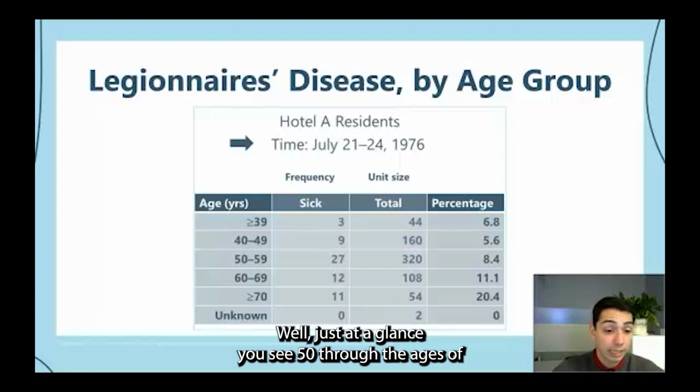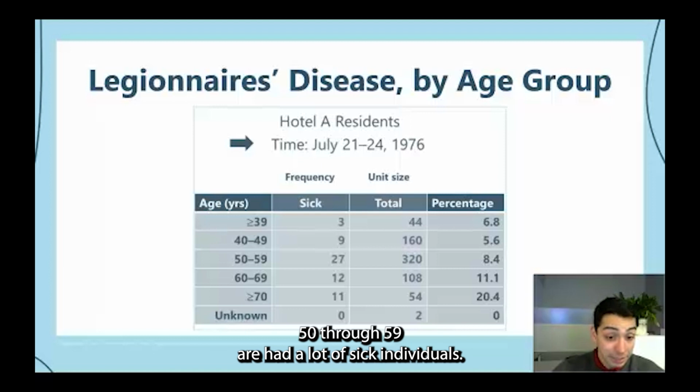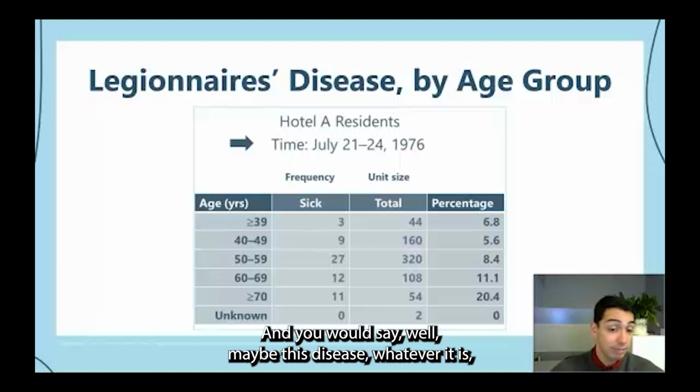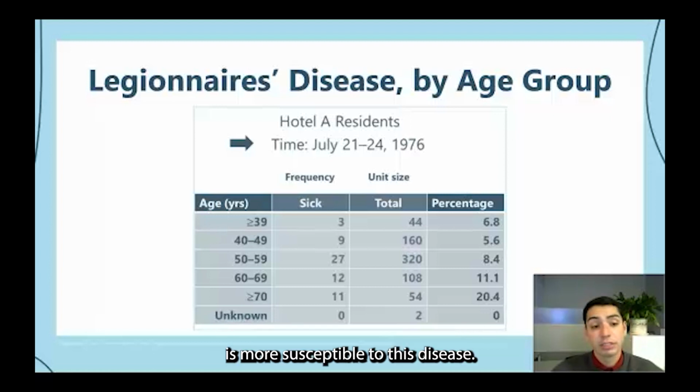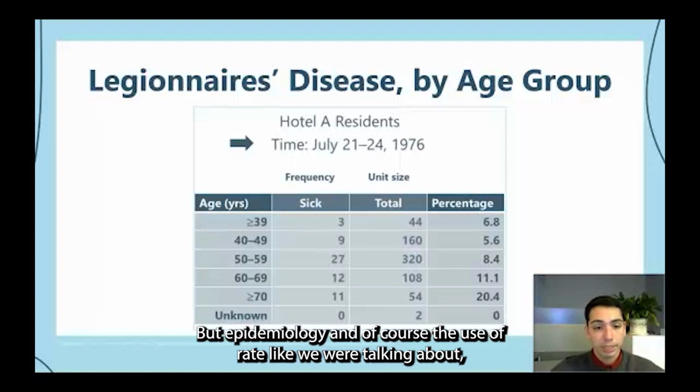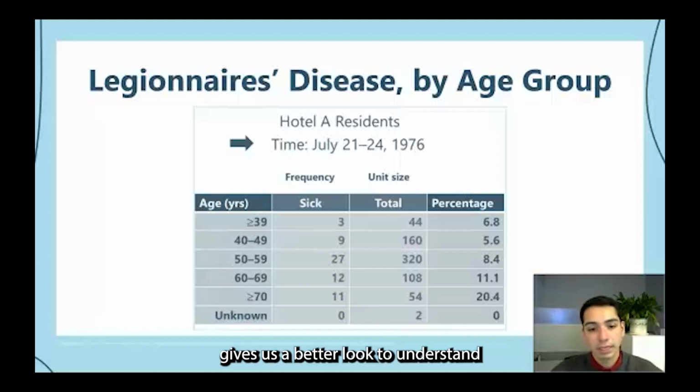Just at a glance, you see the ages of 50 through 59 had a lot of sick individuals, and you would say, well, maybe this disease, whatever it is, is specifically attacking this age group, or this age group is more susceptible to this disease. But epidemiology, and of course the use of rate, like we were talking about, gives us a better look to understand who is actually more susceptible.